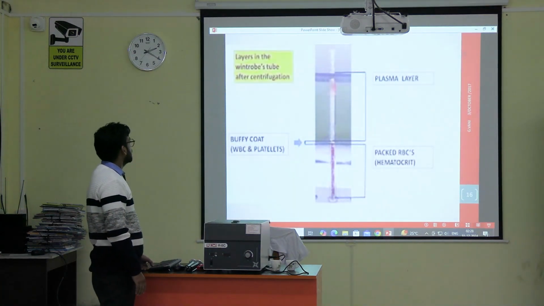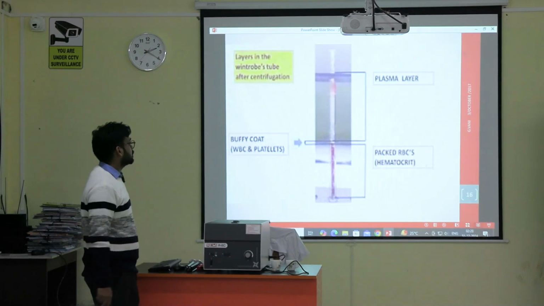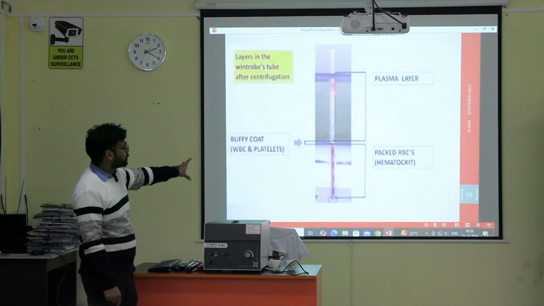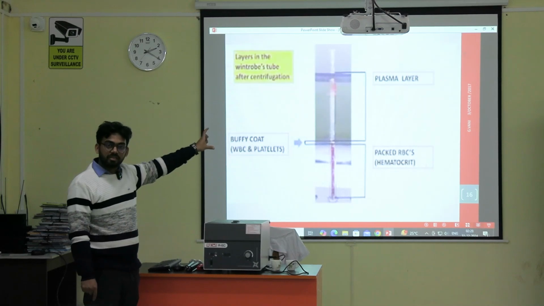Same thing here. After centrifugation, what will you see? So blood, na? Packed RBC at the bottom, buffy coat in between, and plasma layer at the top.